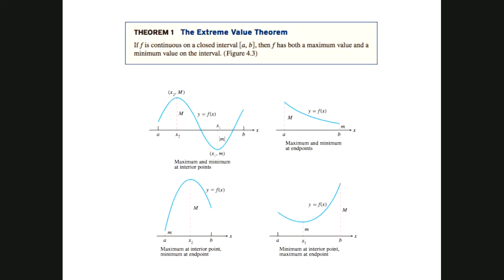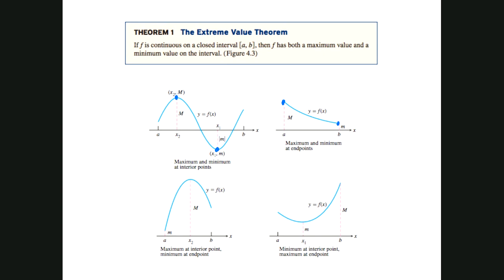The extreme values can occur almost anywhere. For example, in the first diagram, this would be a maximum value, this would be a minimum value. So my max and mins can occur inside the function. On this one, my maximum occurs at the left-hand side, and the minimum occurs at the right-hand side. So max and mins can also occur at the endpoints.